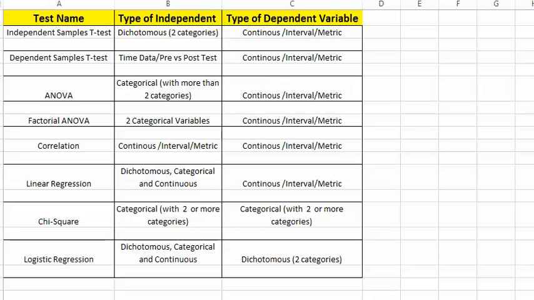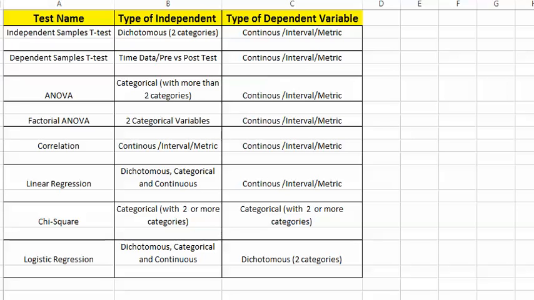Now, you'll notice most of the dependent variables we're looking at are continuous/interval/metric dependent variables, okay? So knowing that that's how your outcome's measured should lead you to one of these tests. Okay, well, then what's our independent variable? If you have two categories, so you're comparing men and women, group A to group B, things like that, you're going to use an independent samples t-test.